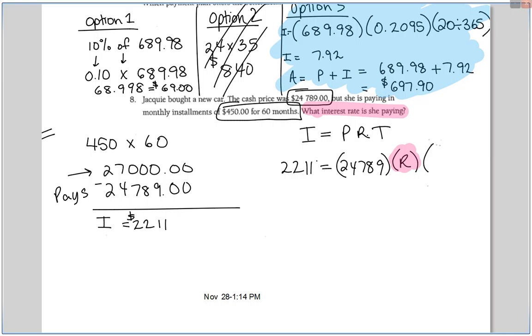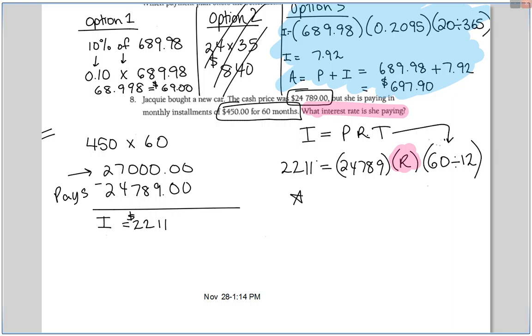How many years is that? 60 months. 4 years is 48 months. 5 years, good. So you can put a 5 here, or you can put 60 divided by 12. Whatever is more comfortable for you. But that t value has to be in years. So that's why we divide by 12.